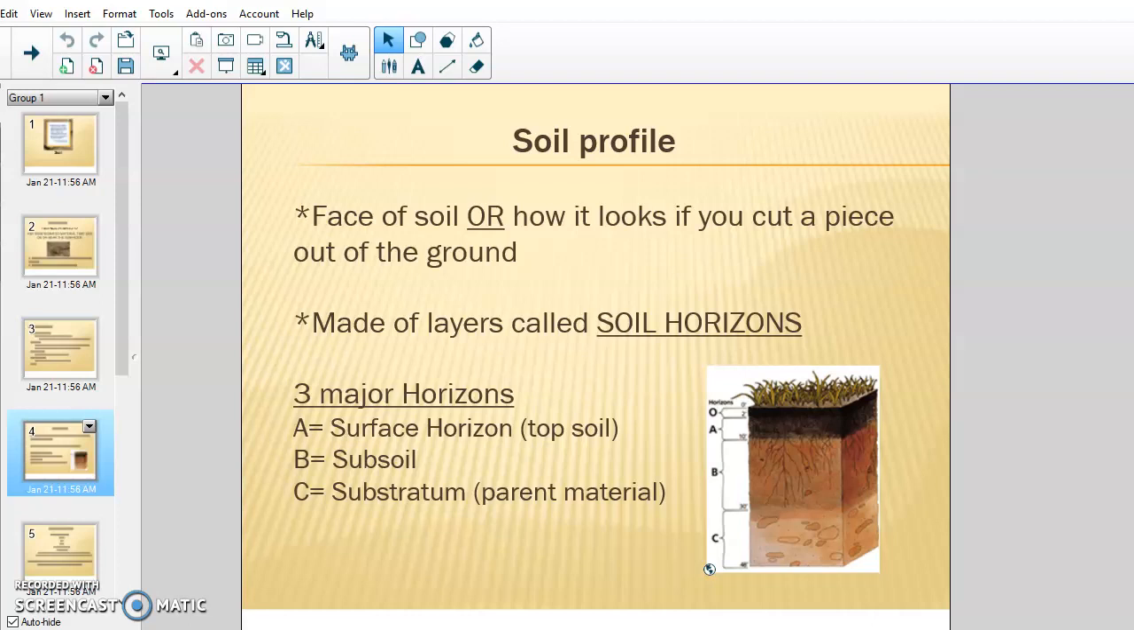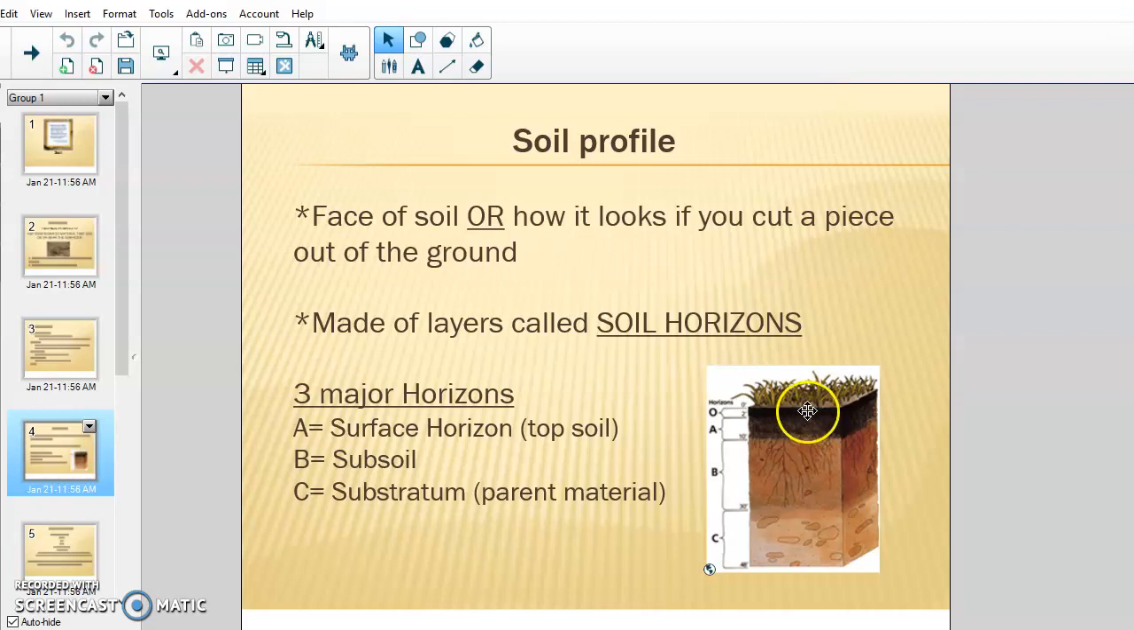That's kind of what they're doing. They're taking a whole sliver of soil and pulling it up, just like what's right here. Soil is made of layers called soil horizons, and there are 3 major horizons. The surface horizon, which includes the topsoil, which is right here. It's like the black part. And the surface horizon is usually the top of the soil all the way down about 2 inches below the surface.